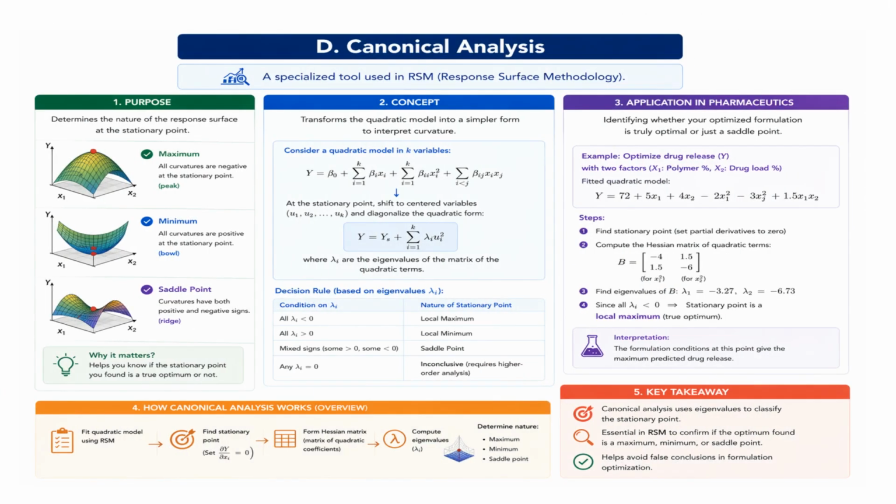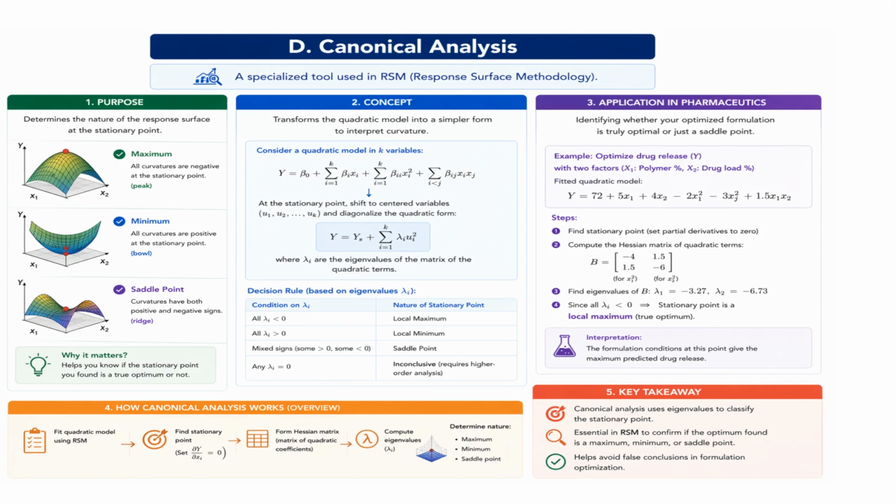Canonical analysis is a critical tool in pharmaceutical applications to verify the true optimum. It transforms a complex quadratic model into a simpler form and uses eigenvalues to classify the stationary point as a maximum, minimum, or saddle point, preventing false conclusions.